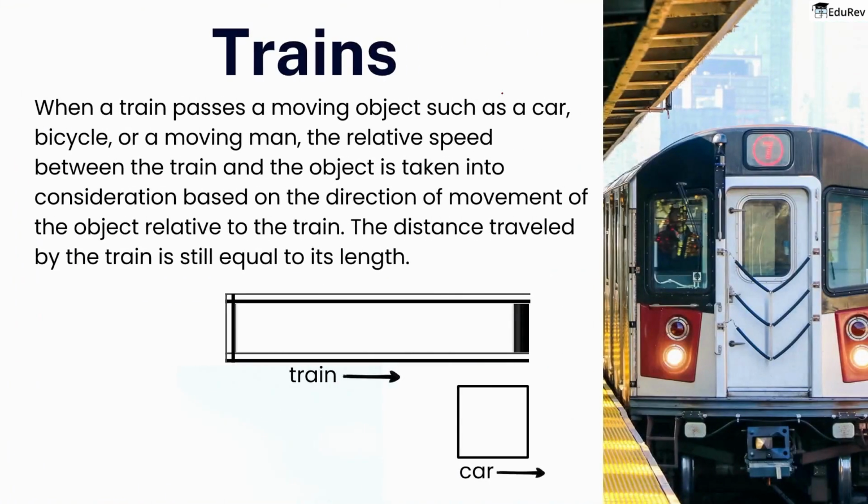Another point to be remembered. When a train passes a moving object such as a car, bicycle, or a moving man, the relative speed between the train and the object is taken into consideration based on the direction of movement of the object relative to the train. The distance traveled by the train is still equal to its length.